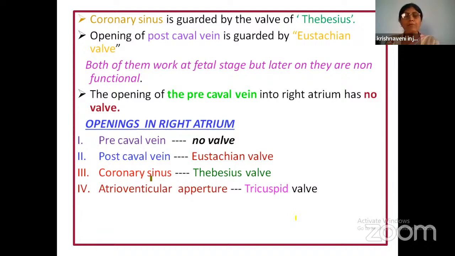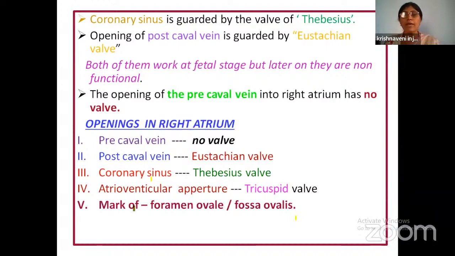And the atrioventricular aperture. In between the atrium, upper chamber, and the lower chamber, ventricle. So in between the upper chamber and lower chamber, or atria and ventricle, there is an aperture. That aperture has the valve, that is the tricuspid valve. Next, we can see the mark of the foramen ovale. Already we observed it in our diagram.